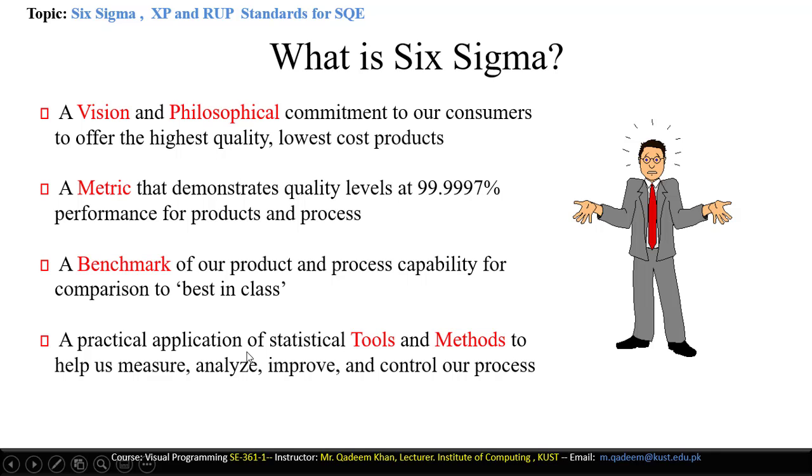The next one is the tools and methods. Here we will use certain statistical tools and other methodologies, practical applications which help us to measure, analyze, improve and control our process. So we will use certain tools and methods that help us ensure that we are achieving high quality by using our process and technologies.